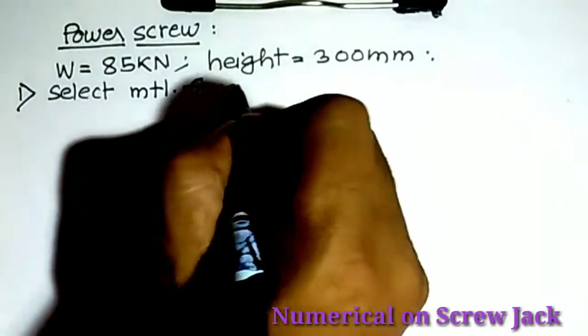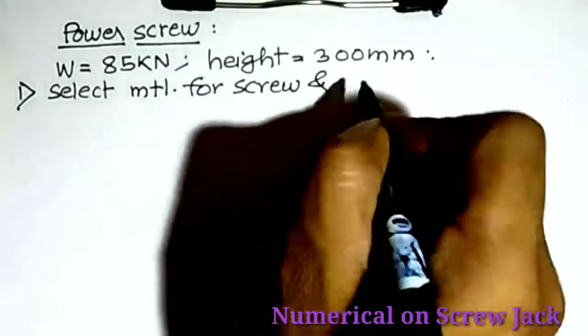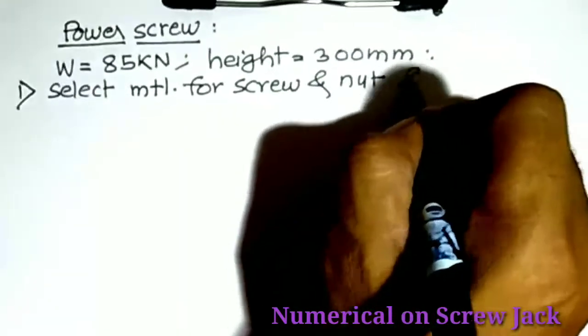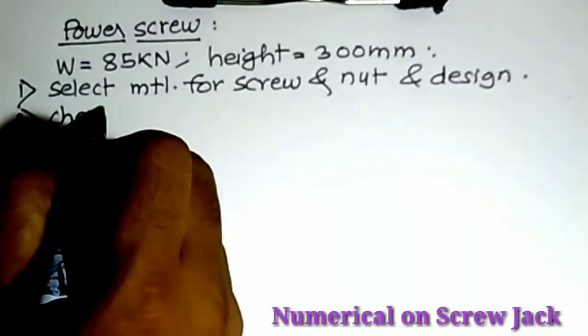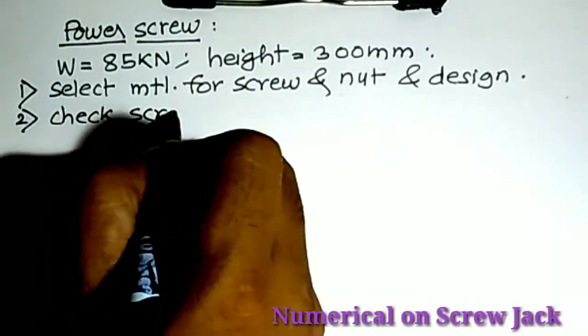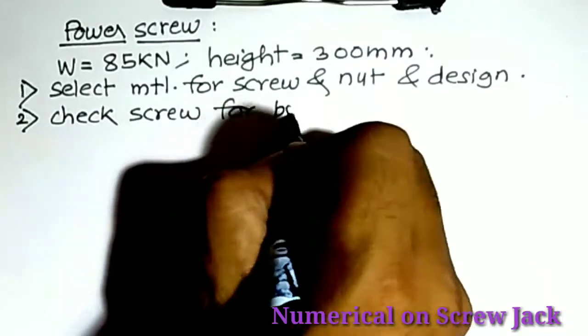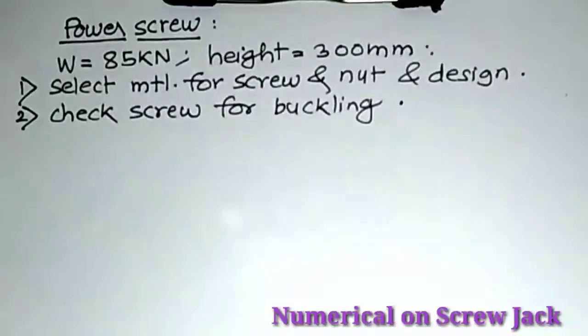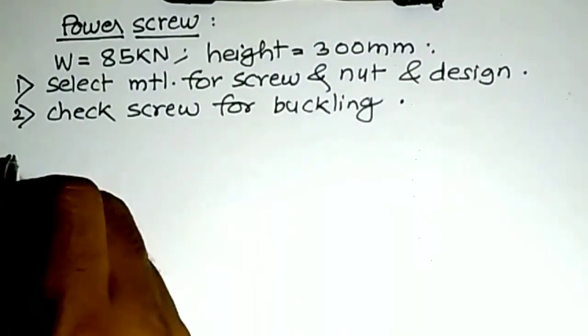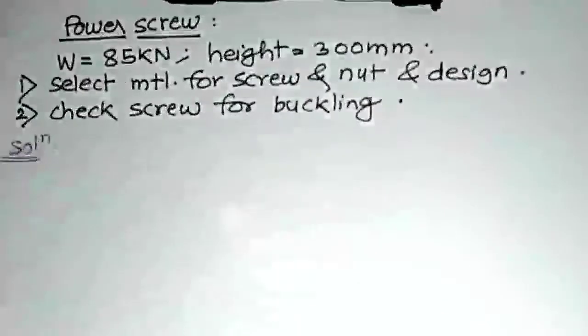We are asked to design power screw by selecting suitable material for various parts like nut and bolt, and at the same time we are also asked to check the screw for buckling. Buckling is to be checked if asked, otherwise there is no need to check the screw for buckling.